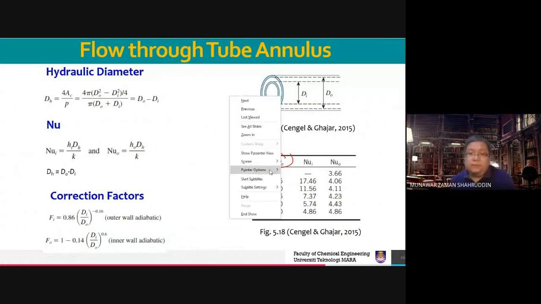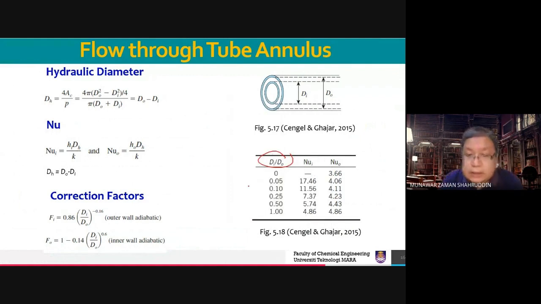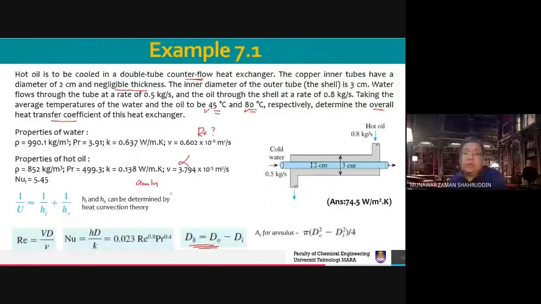Sekejap ya. Dia dekat region ni. Dia punya Nu. So dia nak check this one is 0.6667. Yang ini X ni nak cari. So you kena buat interpolation lah. So you rujuk balik ke interpolation punya formula. Then you will get straight away Nu is 5.45. Once you get Nu, you will get H lah.